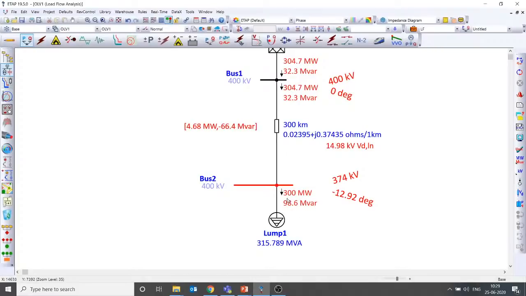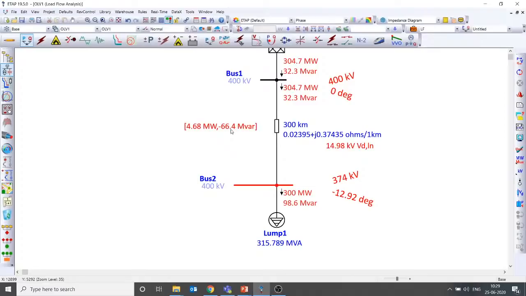98.6 MVR is the reactive power consumed by the load. The line is injecting 66.4 MVR. Please remember this value is 152 MVR in the no load condition, right? Why is it only minus 66 now? That is because the voltage has reduced and the current has increased. So the reactive power injected by the capacitance comes down because of the reduction in the voltage.